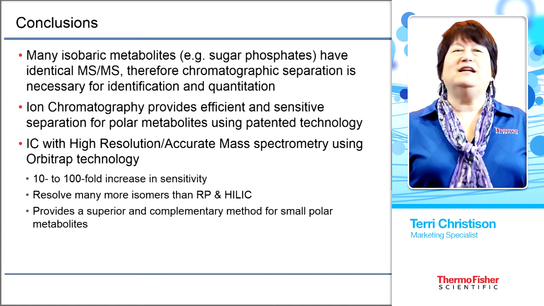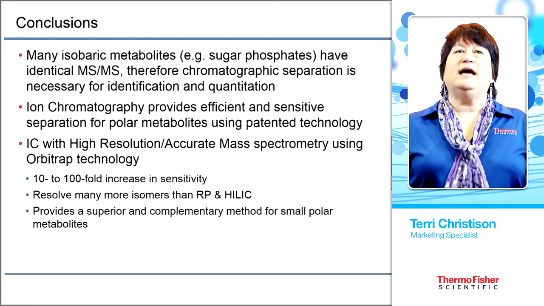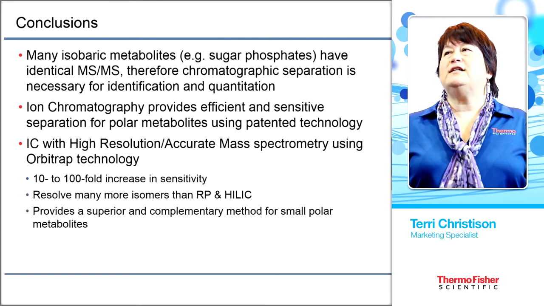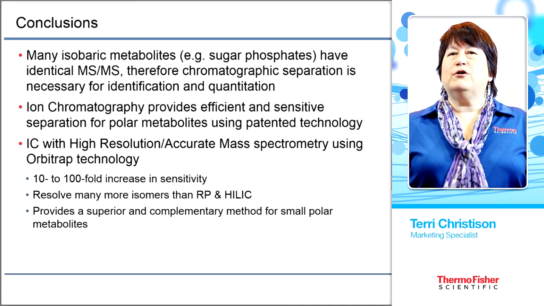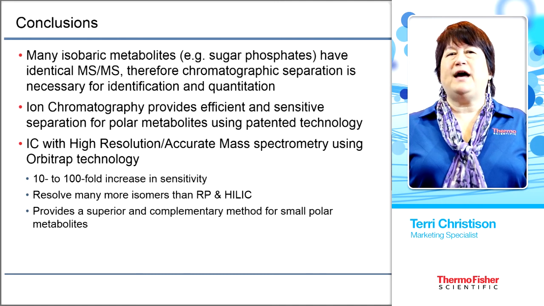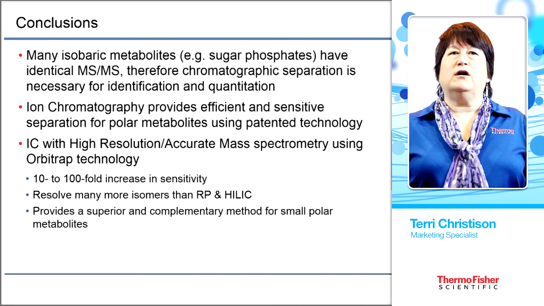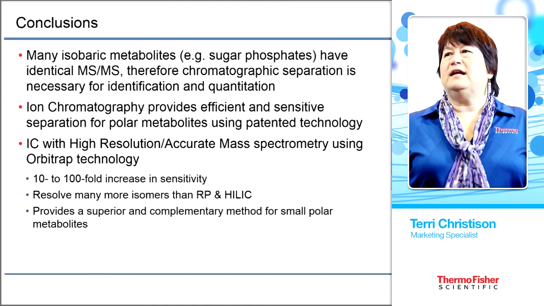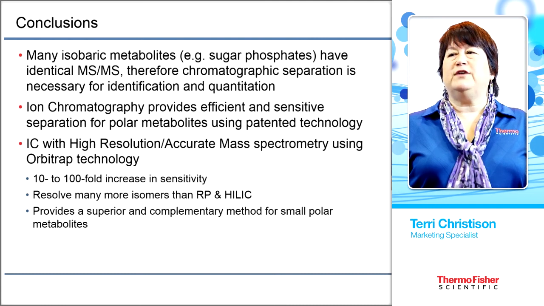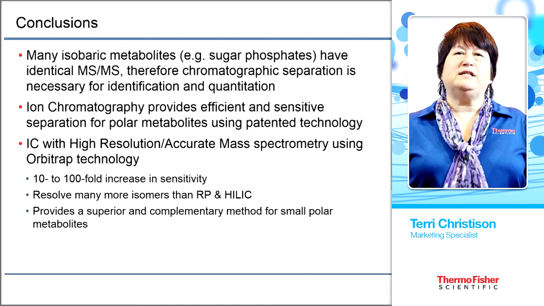So in conclusion, many isobaric metabolites, for example the difficult sugar phosphates, have identical MS-MS fragmentation patterns. Therefore, chromatographic separations are necessary for identification and quantification. Ion chromatography provides an efficient and sensitive separation for these small polar metabolites using our patented technology. IC with high resolution accurate mass spectrometry uses our patented Orbitrap technology. We get a 10 to 100-fold increase in sensitivity. We can resolve many more isomers than reverse phase and HILIC, and it provides a superior and complementary method for small polar metabolites. Thank you.